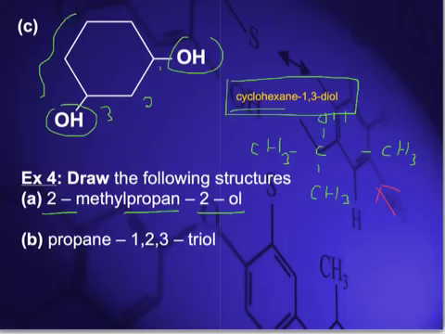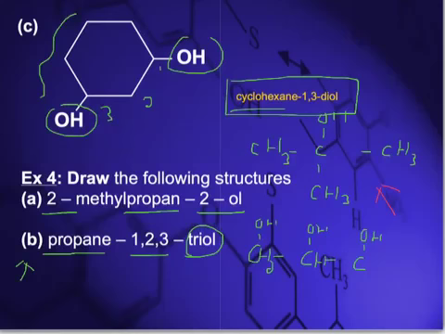Similarly, for propane 1,2,3-triol, we note that there are 3 carbons in the main chain. There are no methyl branches or ethyl branches. However, we note that there are 3 hydroxyl groups, and they are at positions 1, 2, and 3. We fill in the rest of the hydrogens. And there is the condensed structural formula for propane 1,2,3-triol.